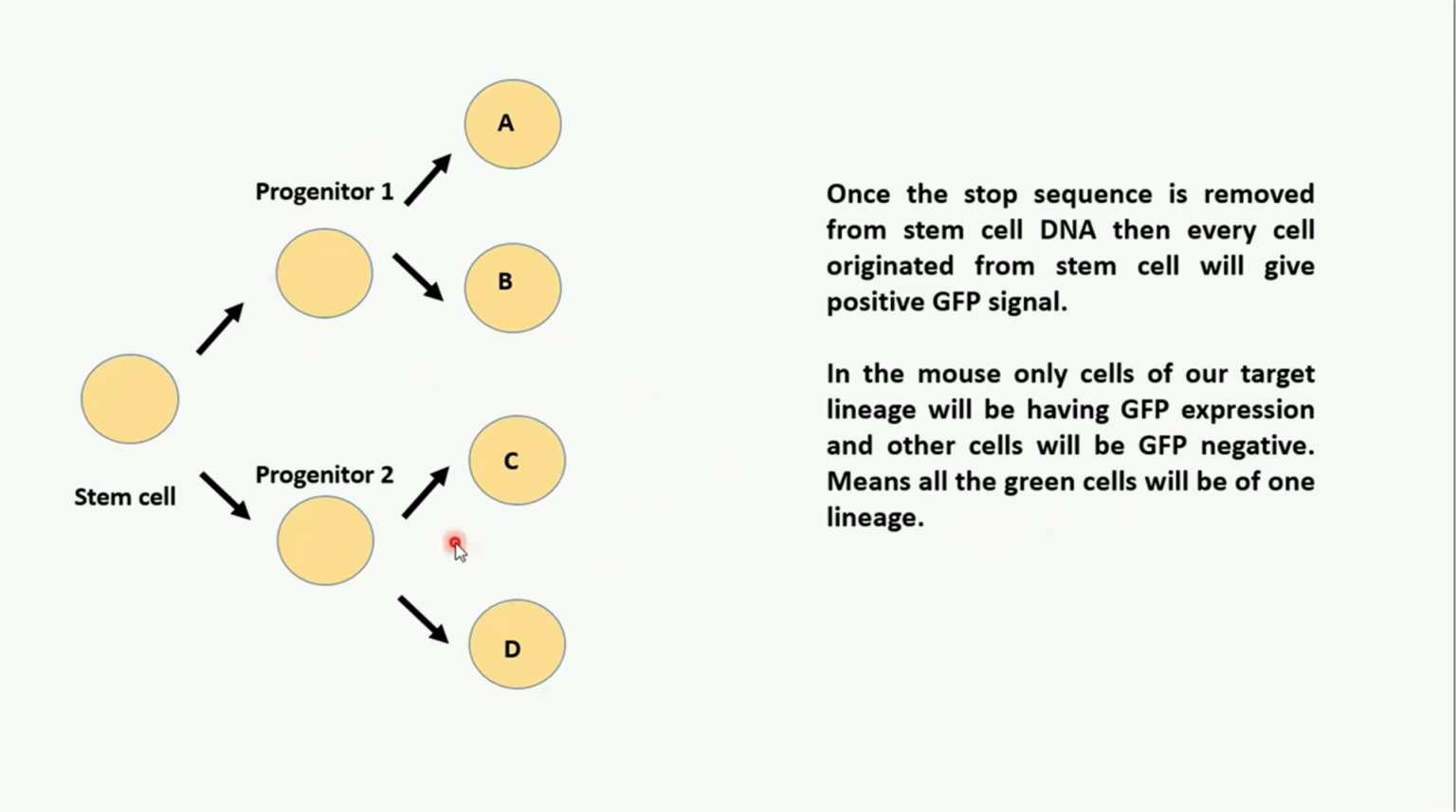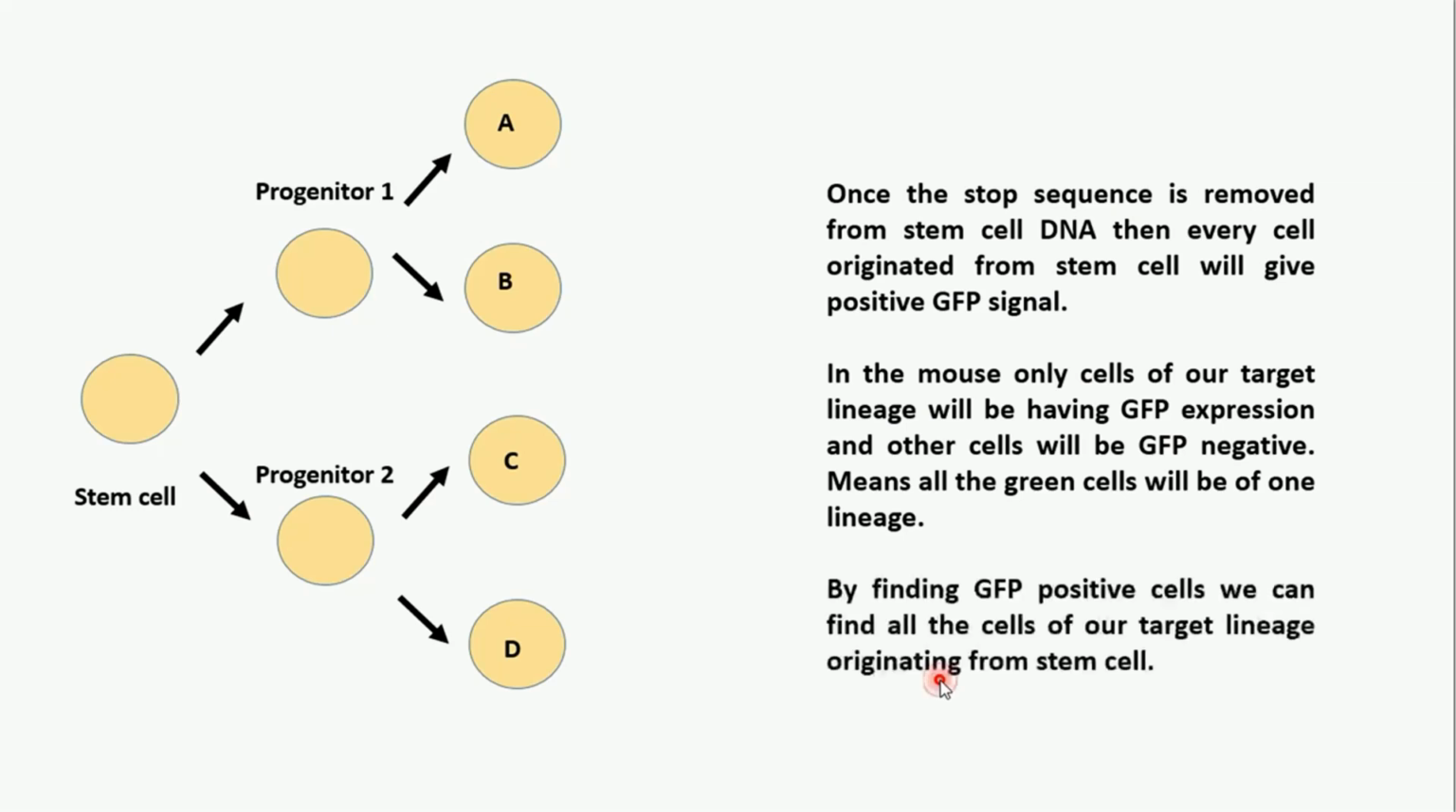So we can dissect the mouse and find the GFP positive cells, and we can say that all the GFP positive cells originated from our stem cells. It means they are part of one lineage. It was a very nice example to understand. It is a great technique of cell biology and molecular biology by which we are easily tracing the lineage.